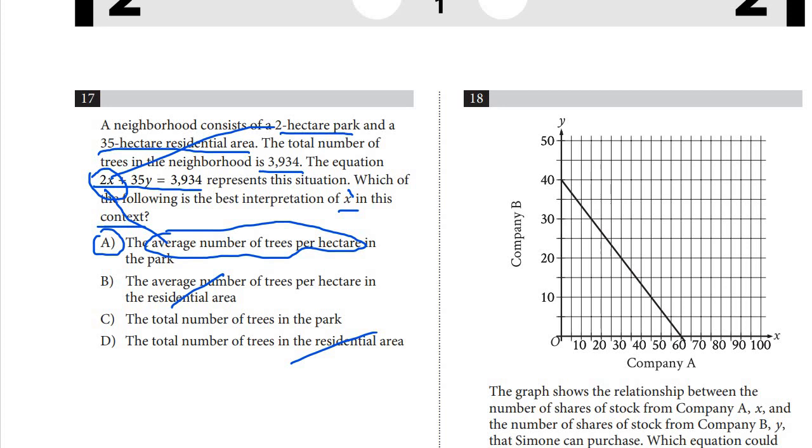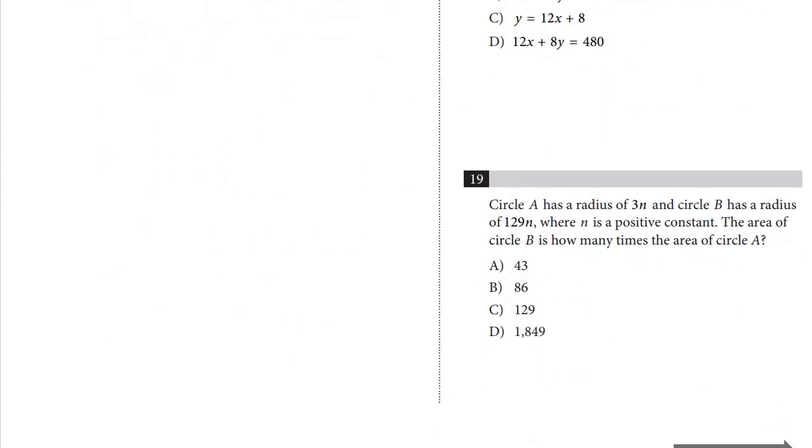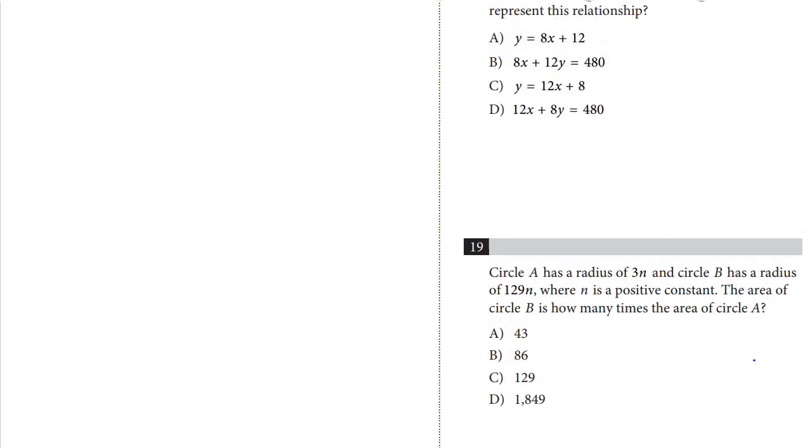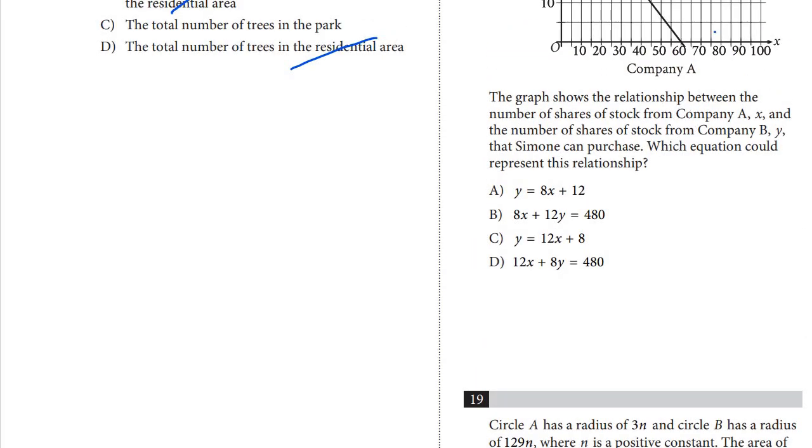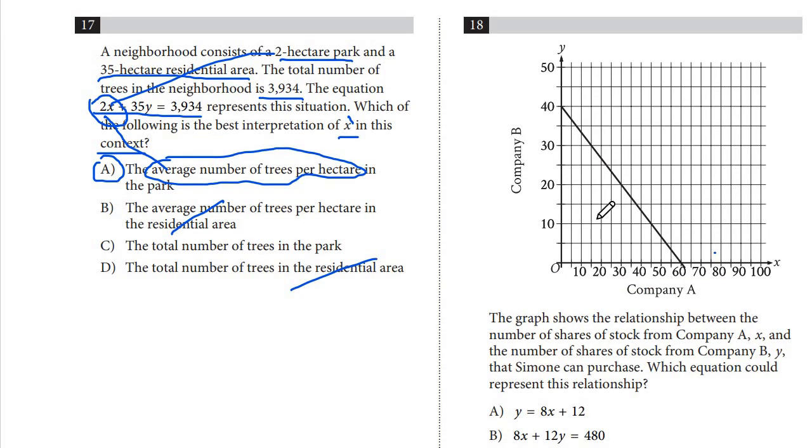18. Let's scroll down a little bit. So here we have company A, company B. The graph shows the relationship, number of shares of stock from company A, which is the x-axis, that's also written here, and the number of shares. So which equation, so all of this text you really didn't need to read. Which equation could represent this relationship?